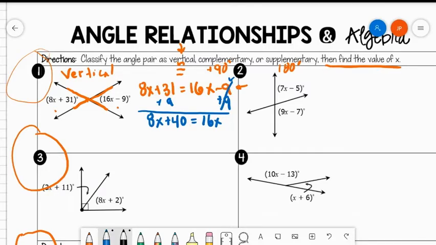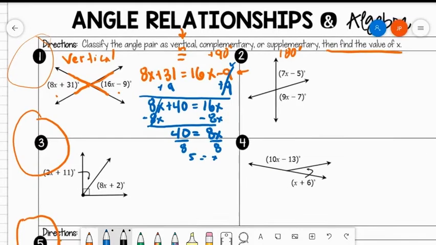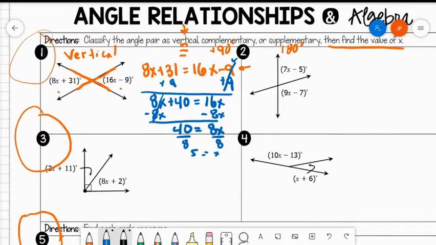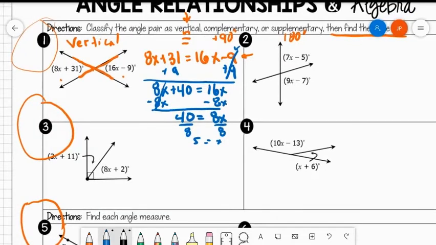Since I moved my numbers to the left, I'm going to move my variables to the right. I've got a positive 8x on the left, so to undo that, I'll subtract 8x. That goes away, and I'll have 40 equals 8x. The last thing to do: x is being multiplied by 8, so to undo that, I'll divide by 8, and x equals 5. Let's keep going, and again, you can pause the video and rewind whenever you want if you get a little lost, because I did do it a little quickly.